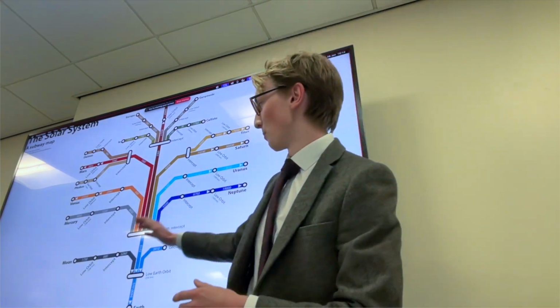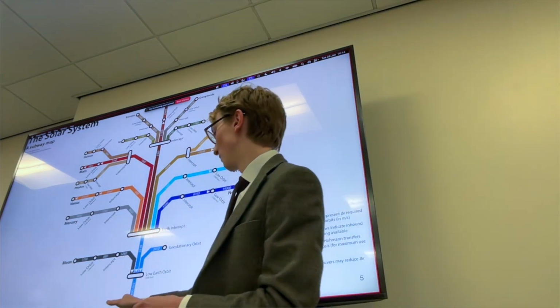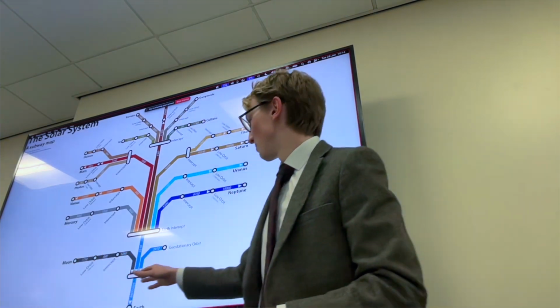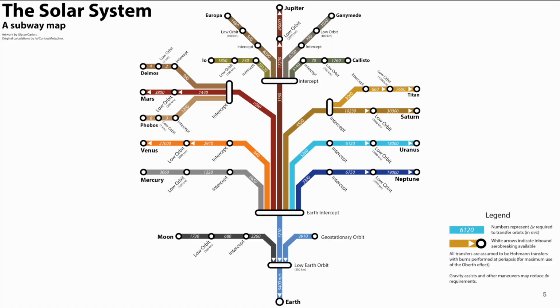So if we want to go from Earth to the moon, for example, you follow the line and you add up all of these numbers, and you get the total delta V, the total change in velocity required from your spacecraft in order to get to the moon.